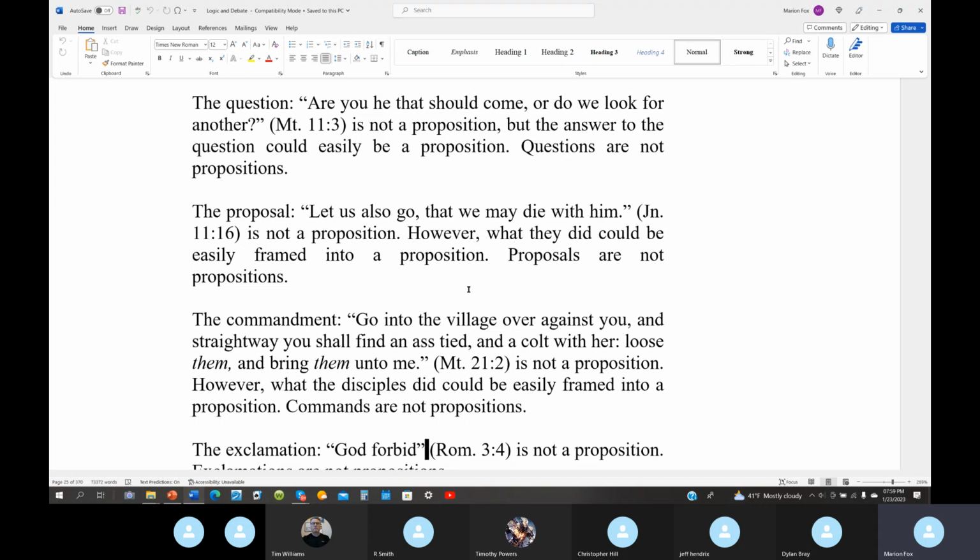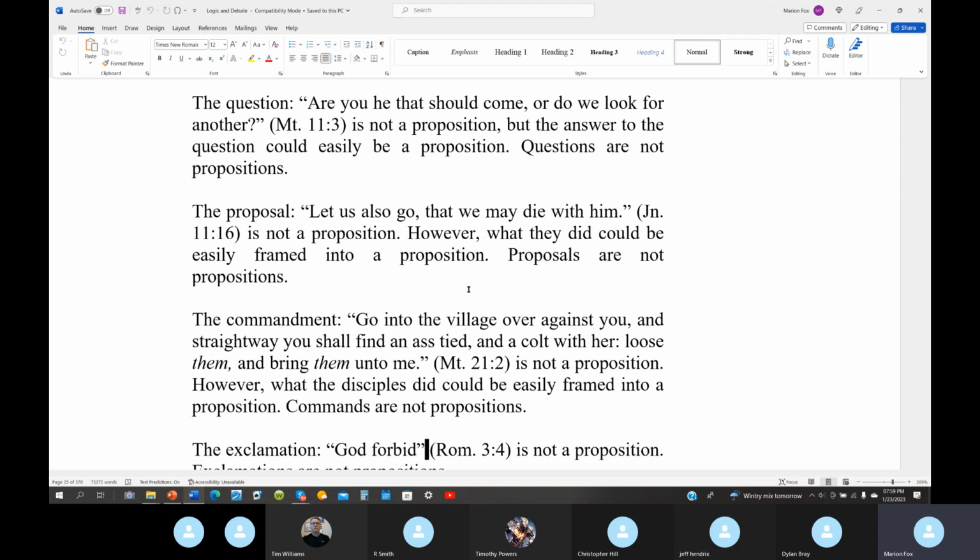The proposal, John 11:16. I think it was Thomas that gave this, but one of the disciples did. Let us also go that we may die with him. They were thinking Jesus is going to go up to Jerusalem to die, which he did. But John 11:16 is not a proposition because it's a proposal. However, what they did could be easily framed into a proposition, but proposals are not propositions. You can't put it into a logical argument.